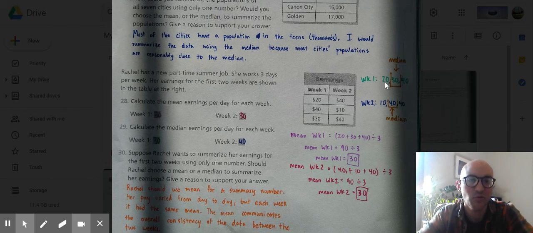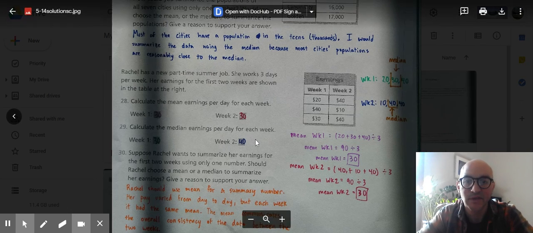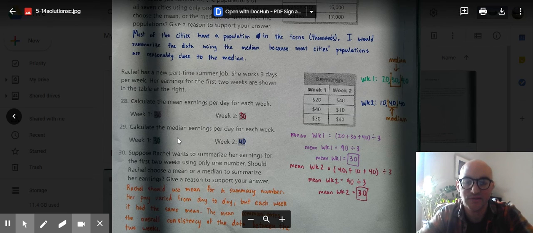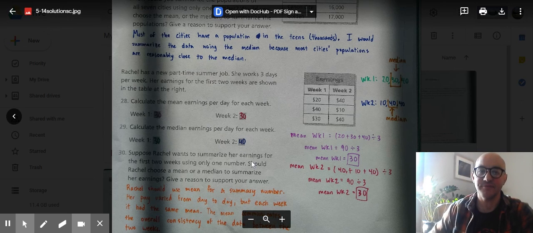So here is week 1 in green pen. I just list my earnings from smallest to largest, 20, 30, 40, and the middle value is 30. Similarly, over here for week 2, I list them from smallest to largest, 10, 40, 40, and the median is the middle number, 40. Okay, so I just copy those answers down for the blanks there.